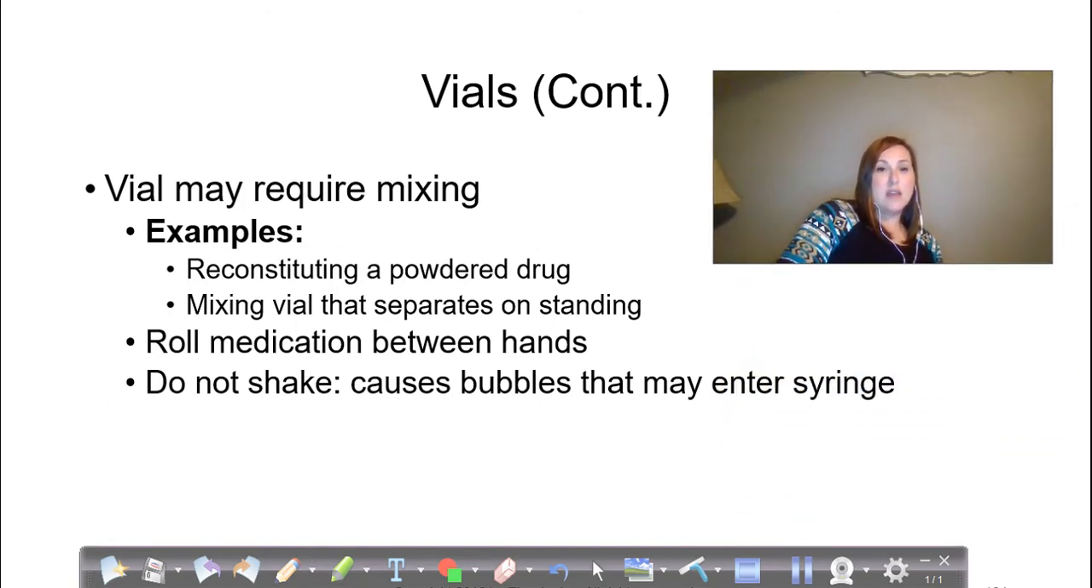Some vials require some type of mixing or reconstitution of a powder. So you have a vial of some type of solute, and then you have your powdered drug. So you want to make sure that you mix those really well. And you want to do that by rolling the medication between your hands. You don't want to shake it because that can make bubbles that get into the syringe.